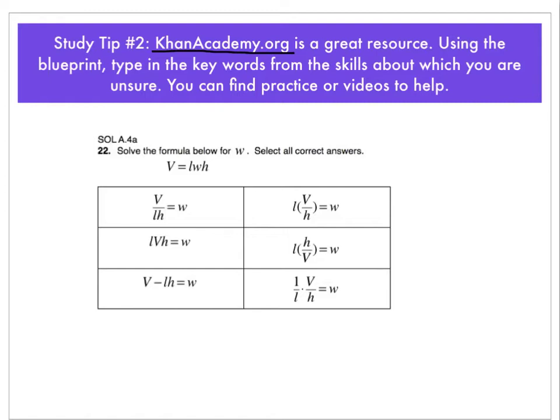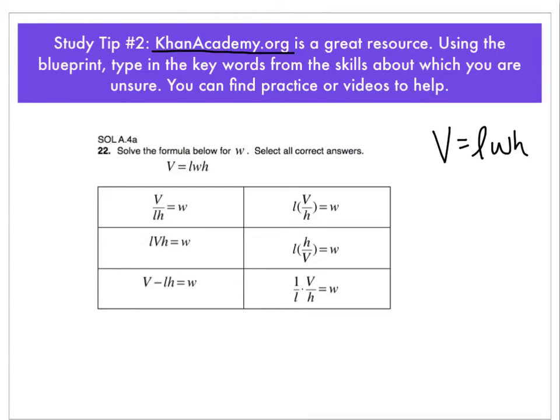Okay, on this one, we need to identify all of the answers that have the same value as this original formula, and they give us the formula V equals LWH. That's the volume of a rectangular prism. We are solving for W. Well, before we start worrying about what all these answer choices are, let's go ahead and solve for W. And what do I do to solve for W?